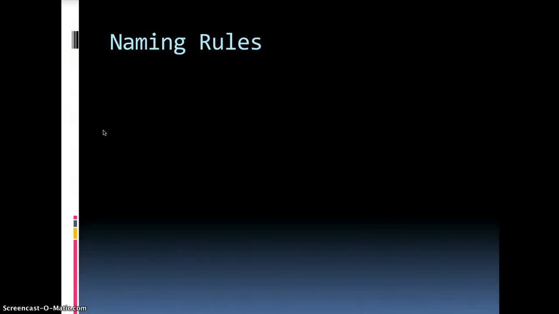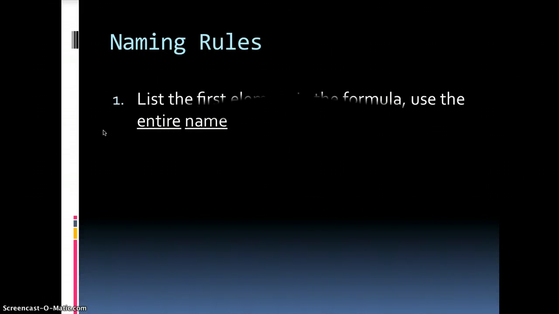All right, naming rules for covalent molecules. These are going to be pretty straightforward. You always list the first element in the formula, and you use its entire name. So if your first element is oxygen, you say oxygen. If it's chlorine, you say chlorine. Okay?